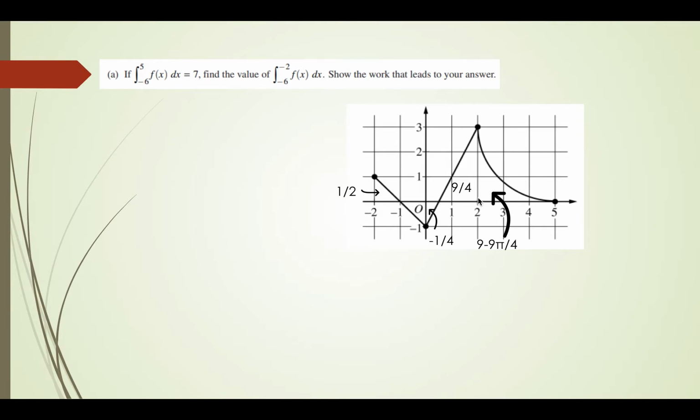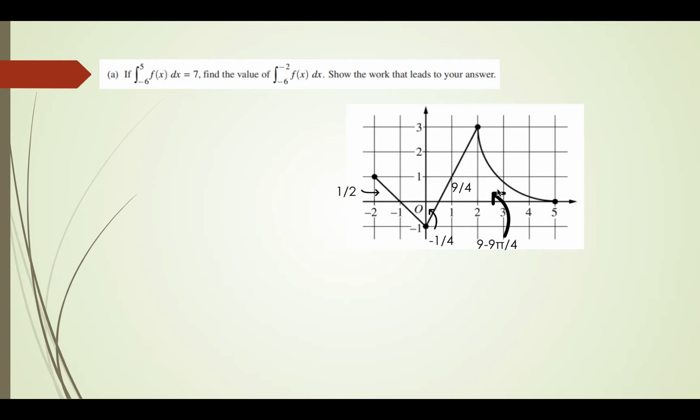Then we have another triangle here. It has a base of 1.5, or in other words, a base of 3/2. Multiply that by the height of 3, which gives you 9/2. Divide that by 2, and you get 9/4. So that's the area of this bigger triangle. And then you've got this interesting curve section.